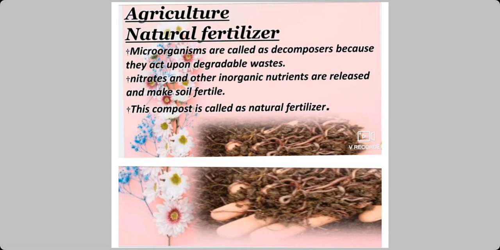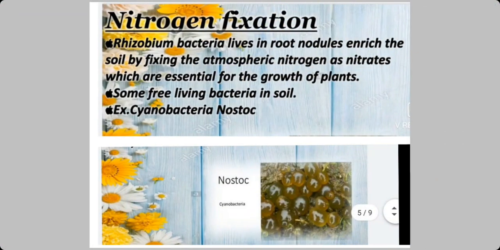See, this earthworm makes the soil fertile by consuming the organic matter present in the soil, and it leaves the waste in the soil. So because of this, the soil becomes fertile. So this is natural fertilizer. The next we are going to see about nitrogen fixation.